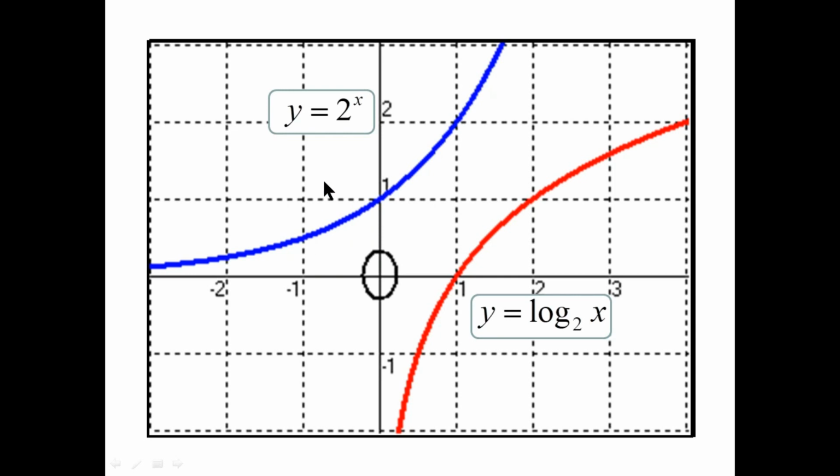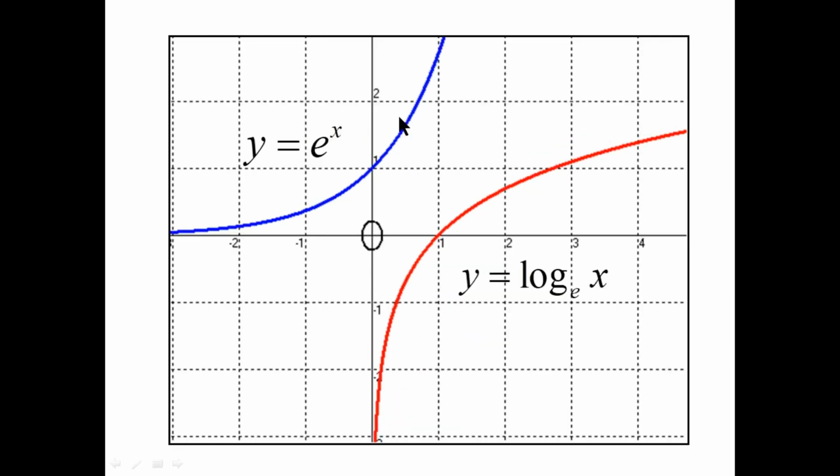If we simply replace the base 2 with base e, so instead of 2, it's 2.71, now it doesn't change too much. y equals e to the x, and its reflection, its inverse, y equals log base e of x. They would look like this. Still with the same y-intercept and x-intercept, still with the same asymptotes. It's just the base is now e.